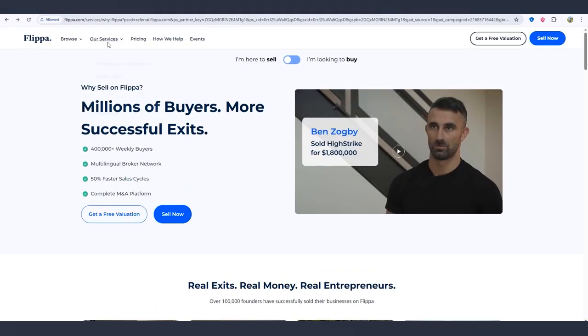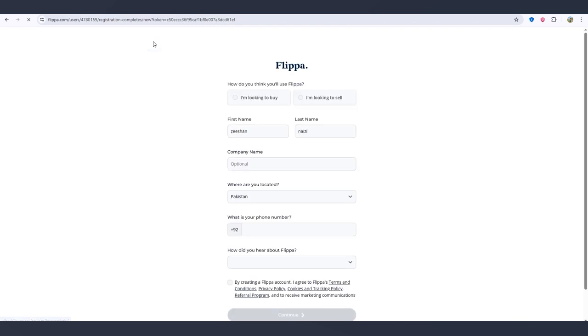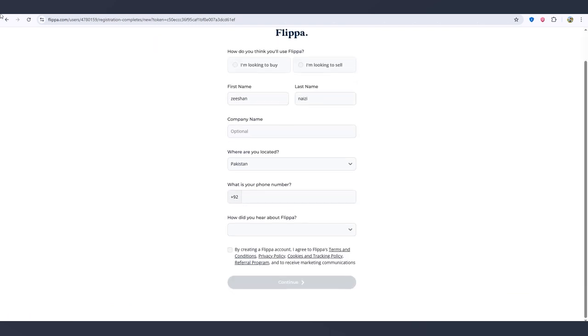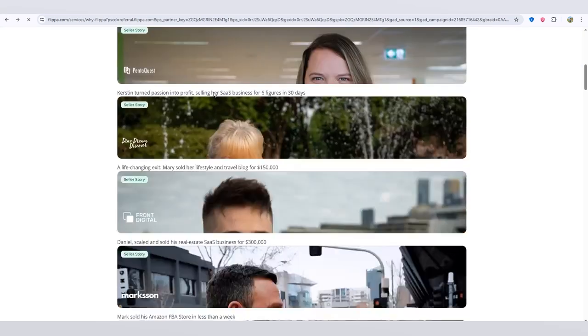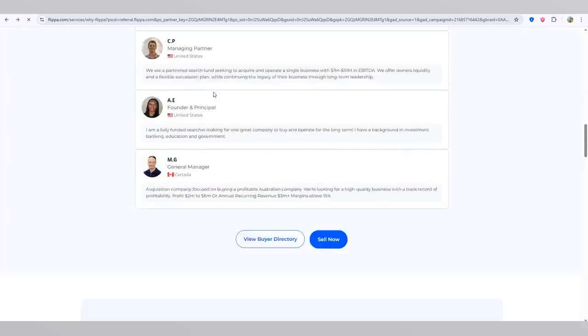When creating a listing, make sure to use an attractive image to grab attention and write a detailed description explaining your business, how it makes money, and its growth potential. Buyers mainly focus on three things: financials, traffic, and a clear description.